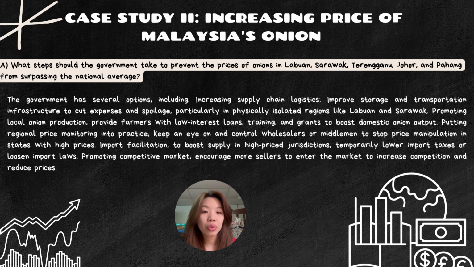Putting regional price monitoring into practice: keep an eye on and control wholesalers and middlemen to stop price manipulation in regions with high prices. Import facilitation to boost supplies in high-price jurisdictions, temporarily lowering import taxes or loosening import law. Promoting a competitive market: encourage more sellers to enter the market to increase competition and reduce price.